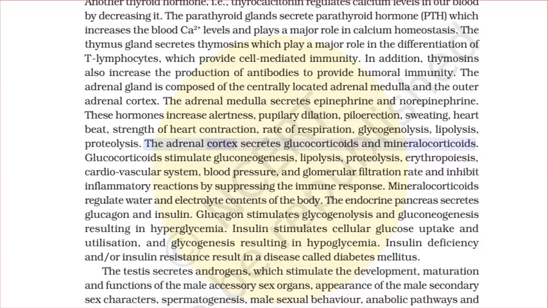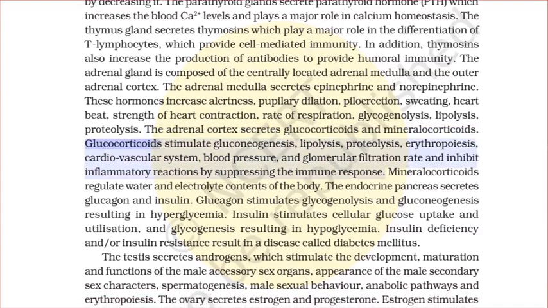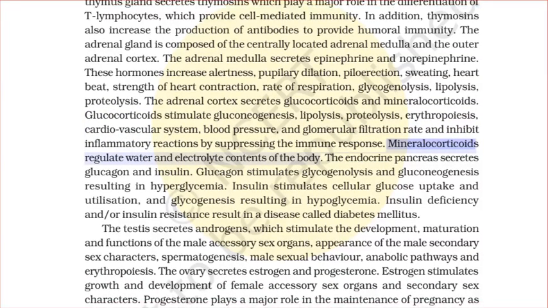The adrenal cortex secretes glucocorticoids and mineralocorticoids. Glucocorticoids stimulate gluconeogenesis, lipolysis, proteolysis, erythropoiesis, cardiovascular system, blood pressure, and glomerular filtration rate, and inhibit inflammatory reactions by suppressing the immune response. Mineralocorticoids regulate water and electrolyte contents of the body.